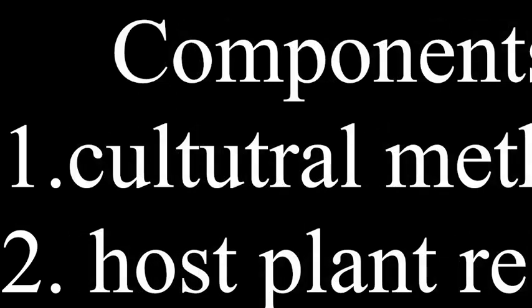So what are the components of integrated pest management? Number one, we have the cultural method. This is the use of agronomic practices, e.g. slashing, weeding, watering, etc. Number two, host plant resistance, that is antixenosis, antibiosis, and tolerance. Please give a description of the terms.